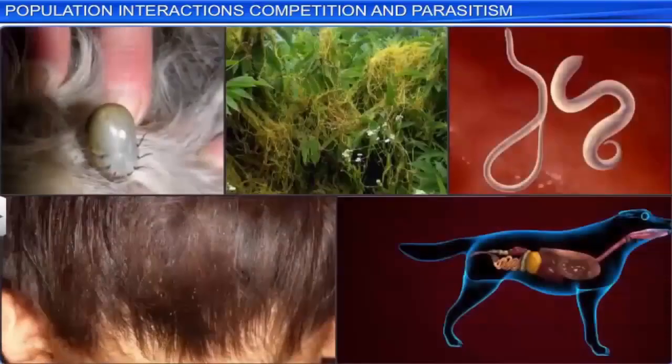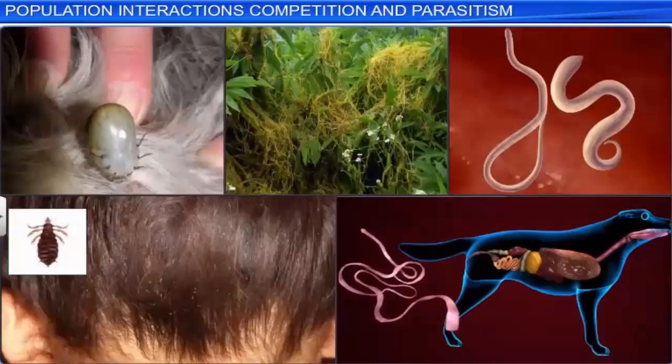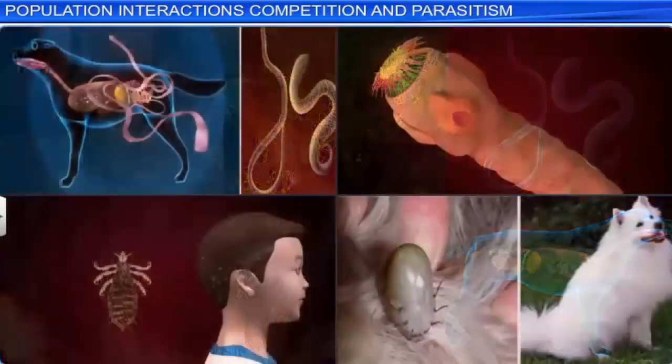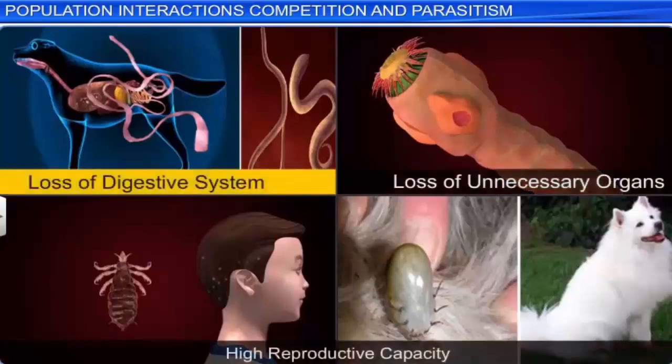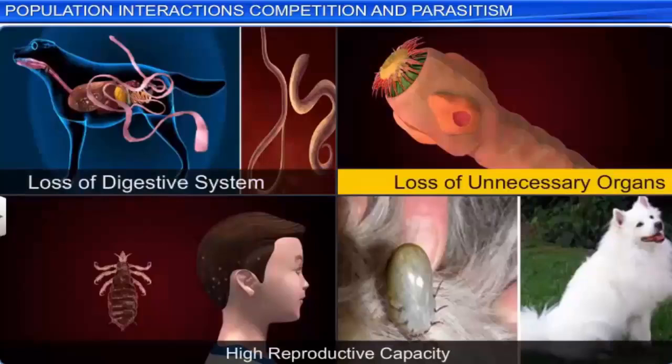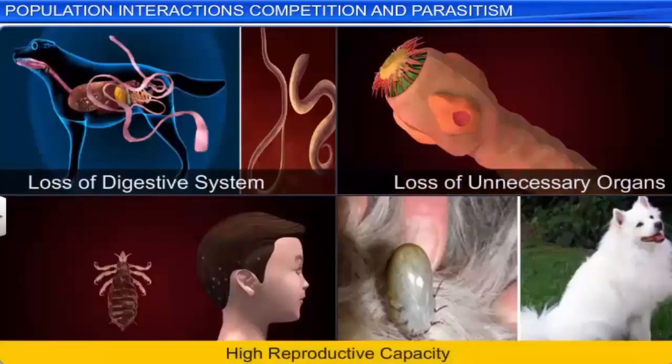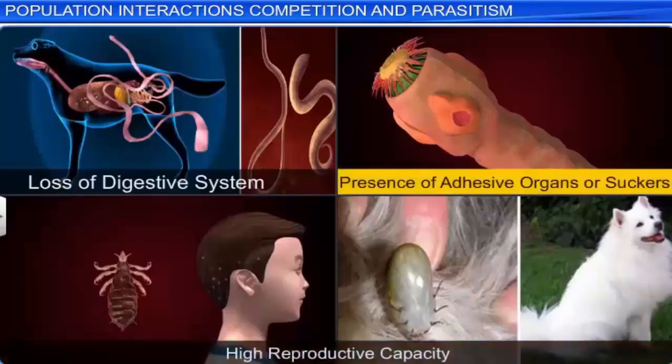Although the life cycles of these parasites have become complex, their morphological and anatomical features have simplified. Since parasites are partially or totally dependent on a host, they have developed special adaptations such as the loss of a digestive system and other unnecessary sense organs such as eyes, a high reproductive capacity, and the presence of adhesive organs or suckers to hold on to the host.